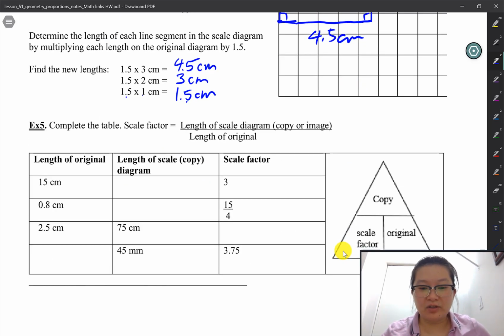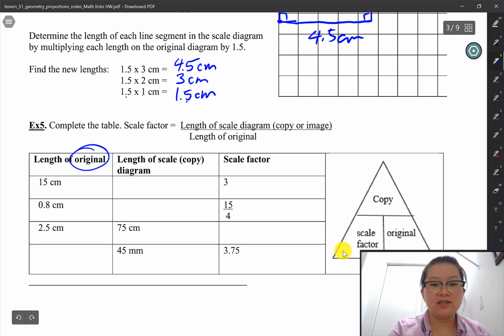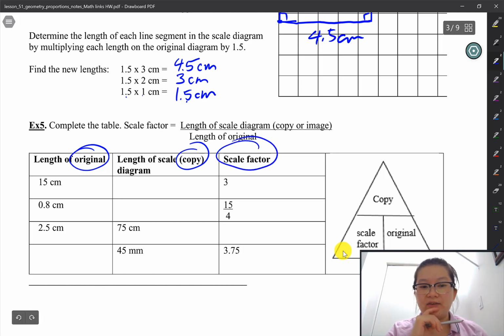We got one last example to go. So guess what? I'm just going to quickly show you what this table means, and maybe you get a chance to figure this out for yourself. So here I have a table. Here we have the original. This is the copy, and this column tells you the scale factor.